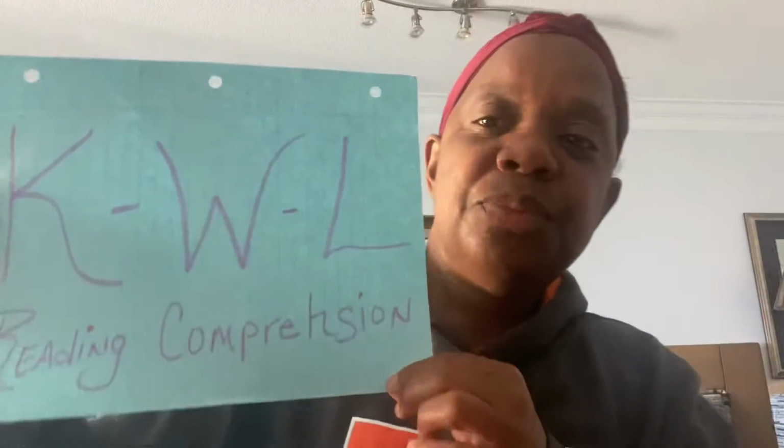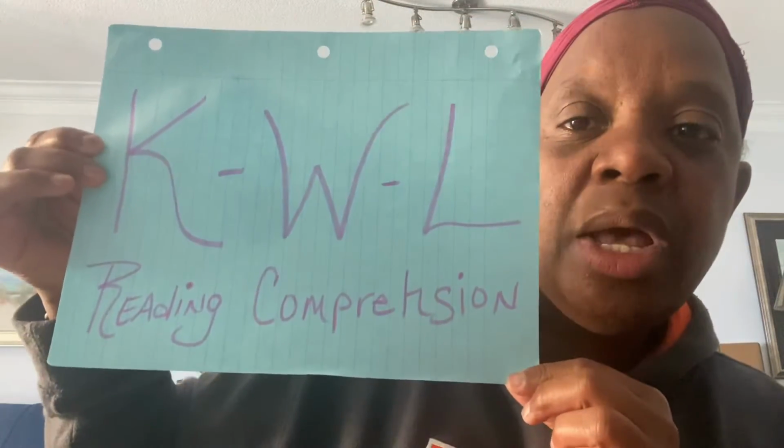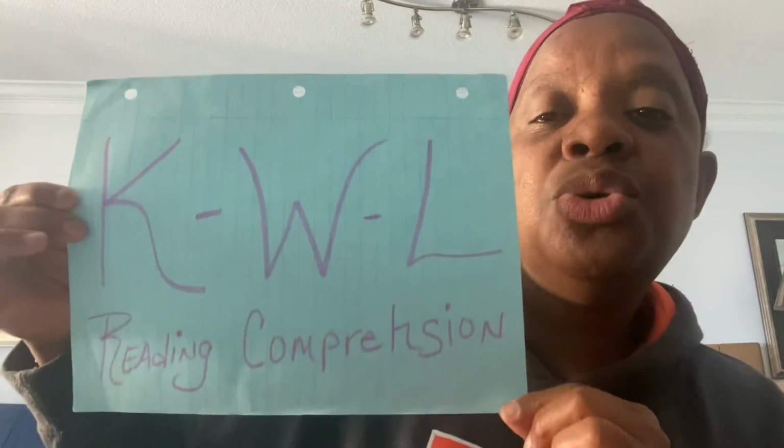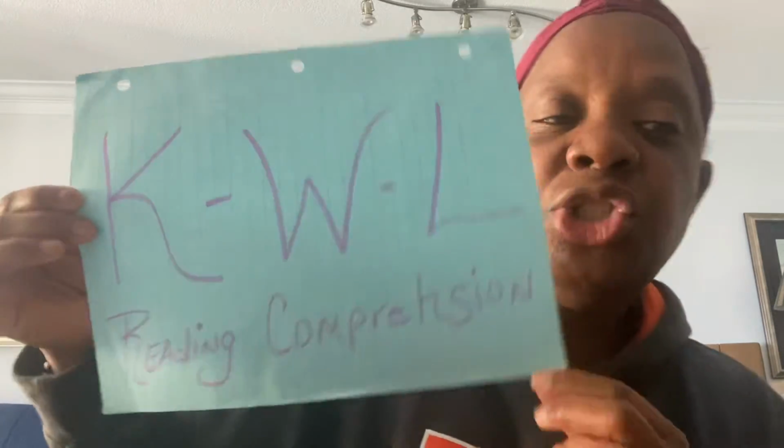And the evidence-based practice is the KWL, and it is to help with reading comprehension. And the K stands for know, the W stands for what, and the L stands for learned. And this particular evidence-based practice, it is a KWL chart that can be used in a variety of capacities.